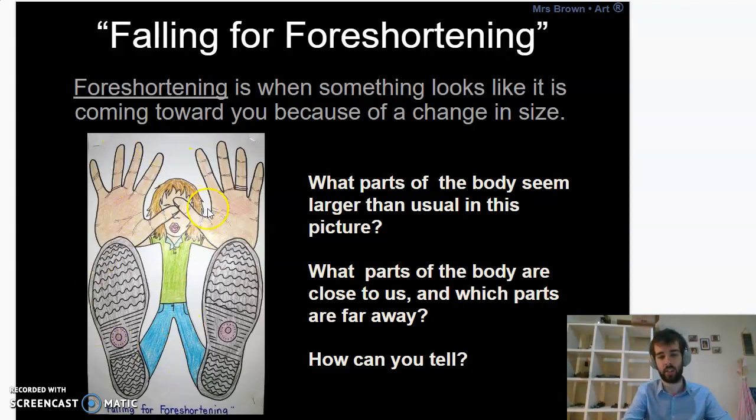In this picture, it looks like she's falling, and you can actually see her falling away from you. How can we tell that? Well, the hands are much larger and the feet are much larger than the body and the head. And we know that relatively our hand is not that much bigger, but her hand is twice as big.